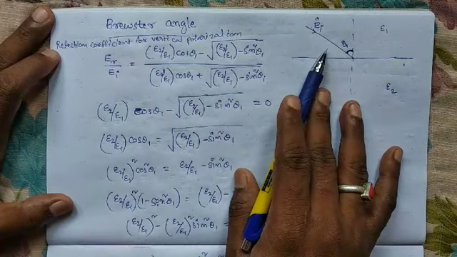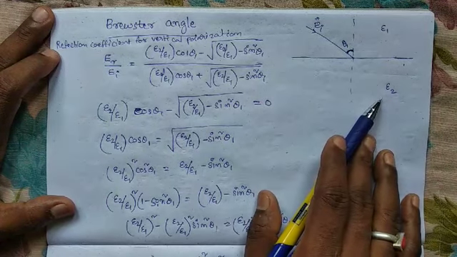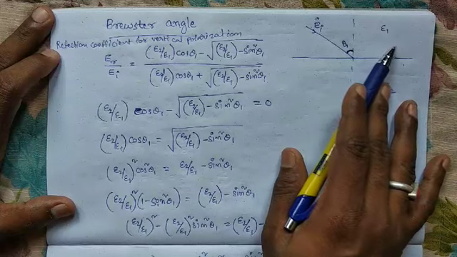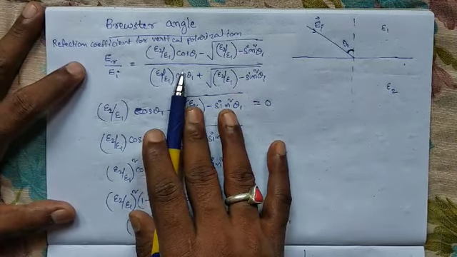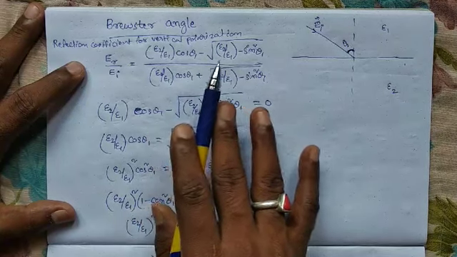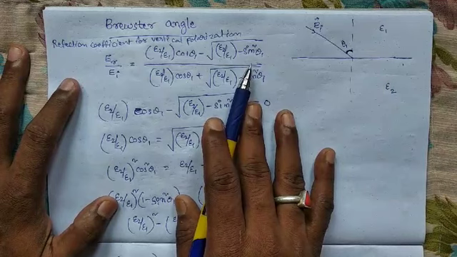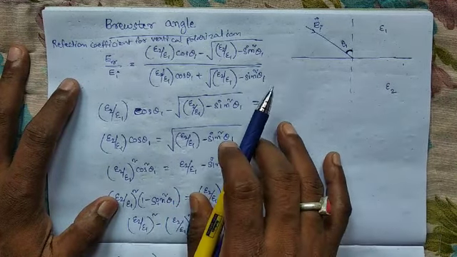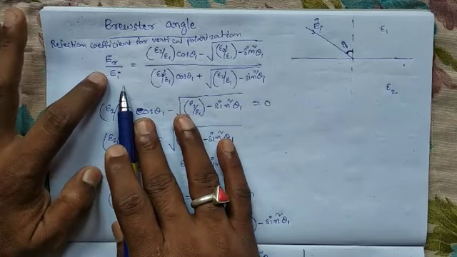Actually, the Brewster angle is valid for epsilon 1 greater than epsilon 2 or epsilon 2 greater than epsilon 1. This angle exists only for vertical polarization. How can we calculate the reflection coefficient for vertical polarization? By using the formula, reflected wave by incident wave.